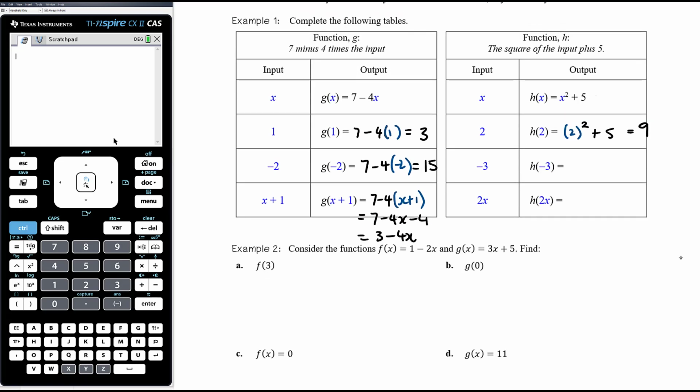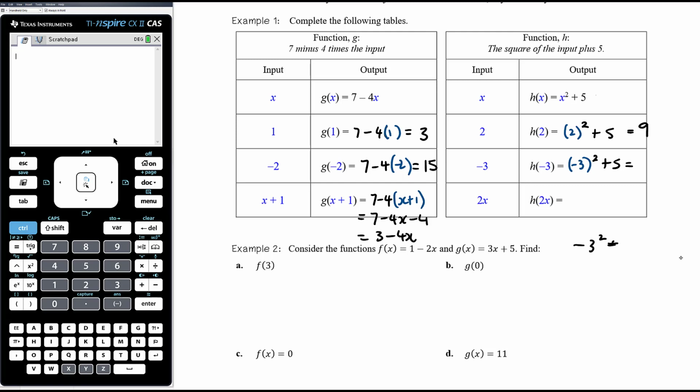When our input is negative 3, h of negative 3, applying rule h to the input value negative 3, means that we take negative 3 and we square it, and then we add 5. Those brackets are really important there with that negative. Remember, we've talked about that before.